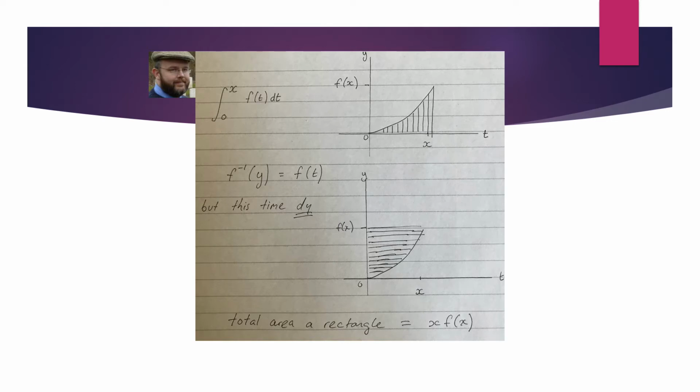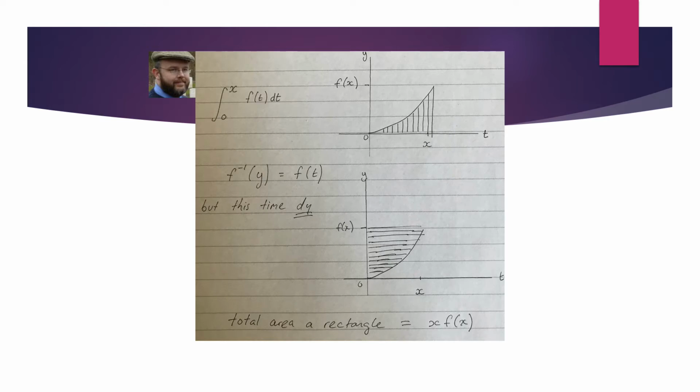The second one looked much more worrying. We were told that the inverse of f with a y input, well, that's just a weird way of writing the function of t, isn't it? It's the same thing, but this time we are asked to integrate with respect to y. So we've got the same graph, and we've got the same x and f of x values on the t and y axes respectively. So because I'm integrating with respect to y, that's the area I would be finding, isn't it?